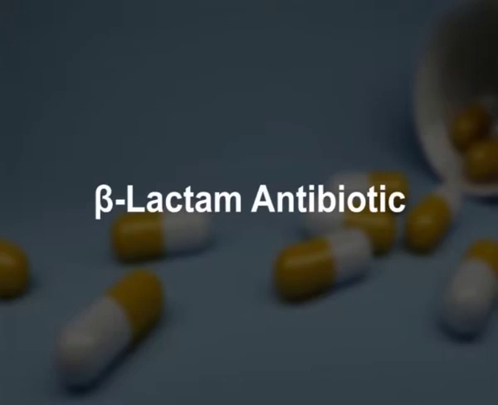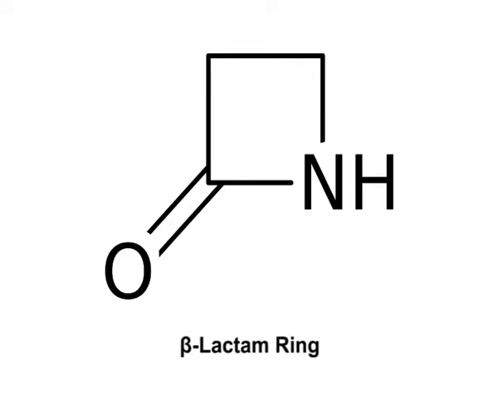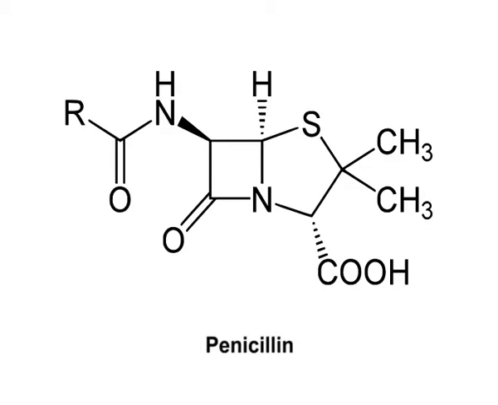Beta-lactam antibiotics. These are antibiotics having a beta-lactam ring. The two major groups are penicillins and cephalosporins. Penicillin was the first antibiotic to be used clinically, in 1941.